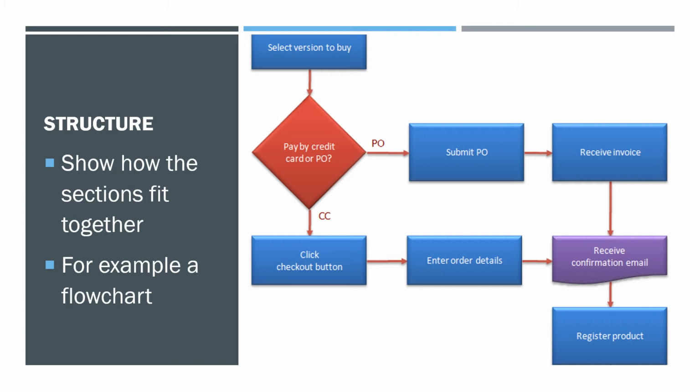Secondly, show how these subsections fit together. Are any of them repeated in a loop? Is there a branching structure in your program? You might like to use a flow chart for this, but you can describe it in words or use any other method that suits you.